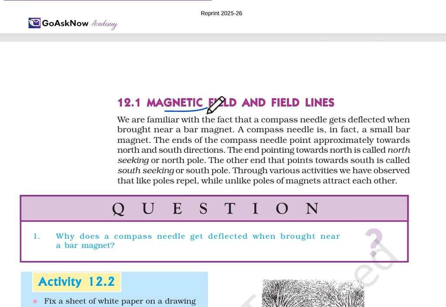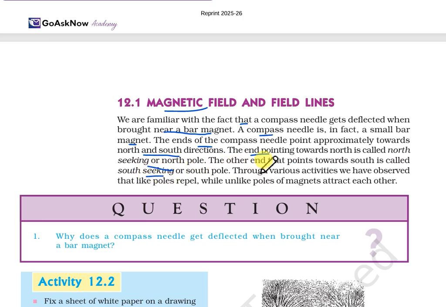So we got to know how the magnetic effect works, but what actually is the magnetic field and what are the field lines? We are familiar with the compass needle getting deflected when brought near a bar magnet. The compass needle is in fact a small bar magnet. The ends of the compass needle point approximately towards the north and south directions. The end pointing towards the north is called north seeking, or north pole, and the other end that points towards the south is called south seeking, or south pole.